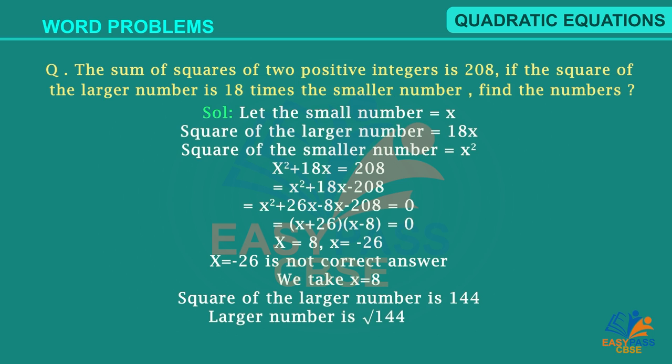And the square of the larger number is 144. So the larger number is the root of 144, which is equal to 12. Hence, the numbers are 8 and 12.